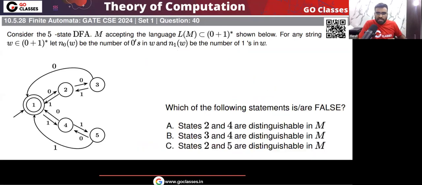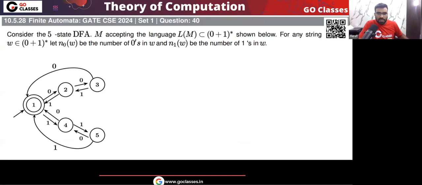Very easy. Remember, in this question they are asking for the false statement. But statement A is actually a true statement. Yes or no? Statement A is true, but the question is asking about the false statement. Now let's check the next one.